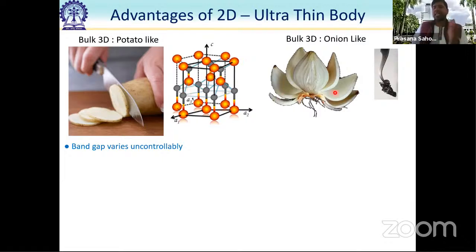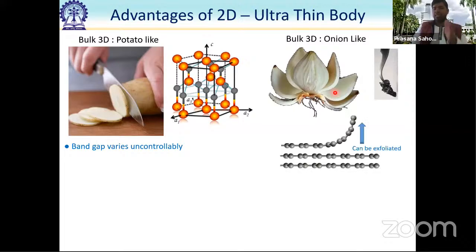But there is another kind of material, you can think of as onion type. There you can peel out layer by layer. This is exactly the idea used by the Nobel laureates Andre Geim and Novoselov. Initially, from graphite, they peeled a single layer of material.